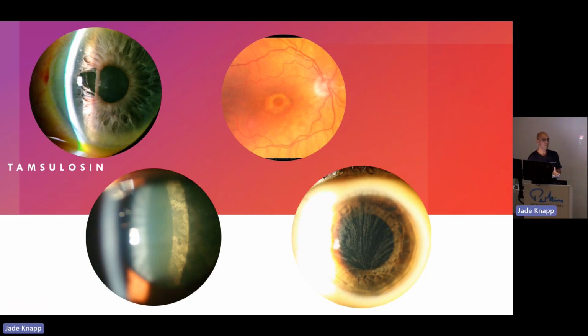The eye's a closed cabin, stick a hole in it. If things are floppy, they'll want to fly out. And so that's what happens with tamsulosin. Floppy iris wants to fly out of the wound. Now, I've got instruments in that wound.